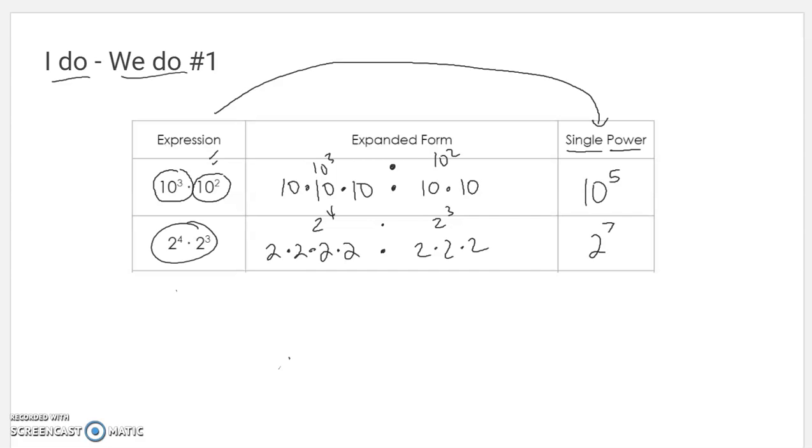So if you figured out what this equaled and you figured out what this equaled, they would equal the same thing. And that's all there is to it. So that's our first I do and we do. Take a moment, pause here, and write that down. And then I have another version of a similar situation to this on the next slide.